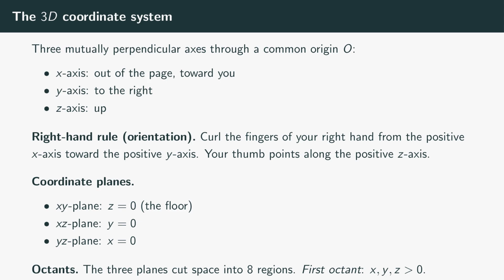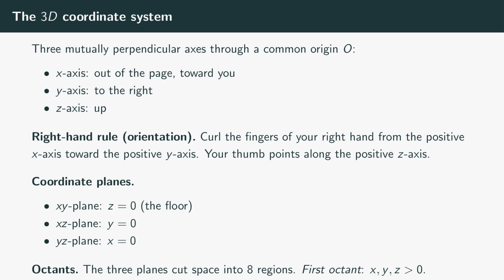Time to build the stage. The three-dimensional coordinate system uses three mutually perpendicular axes through a common origin. The convention almost everyone uses: x-axis pointing out towards you, y-axis pointing to the right, z-axis pointing up. Three numbers, x, y, z, specify a unique point.